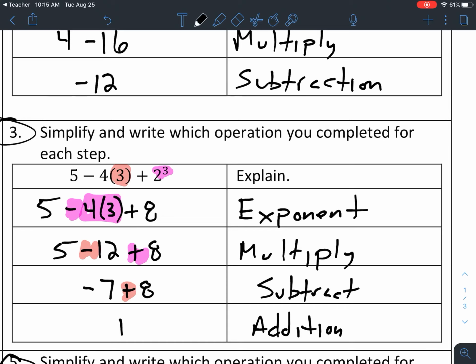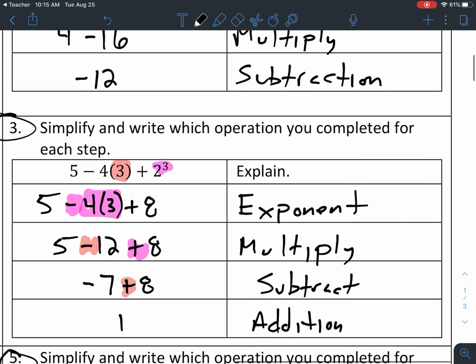as addition. Now, you could do it the other way, where it's negative 12 plus 8, which leaves you with negative 4. 5 minus 4 leaves you 1. But there are times later on that it will give you a completely different answer, and you don't want to have that, because then you'll have the answer wrong.